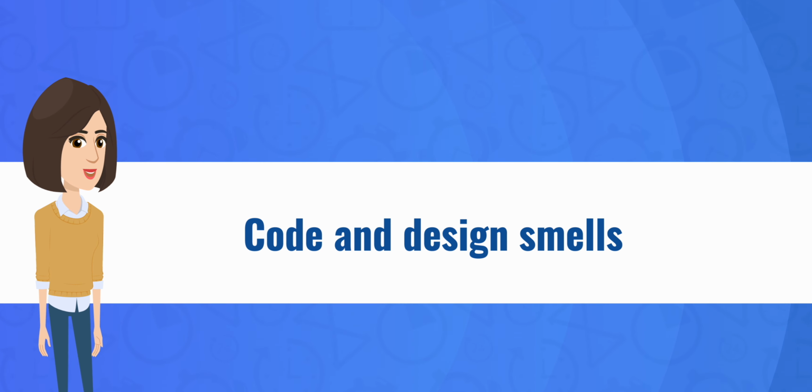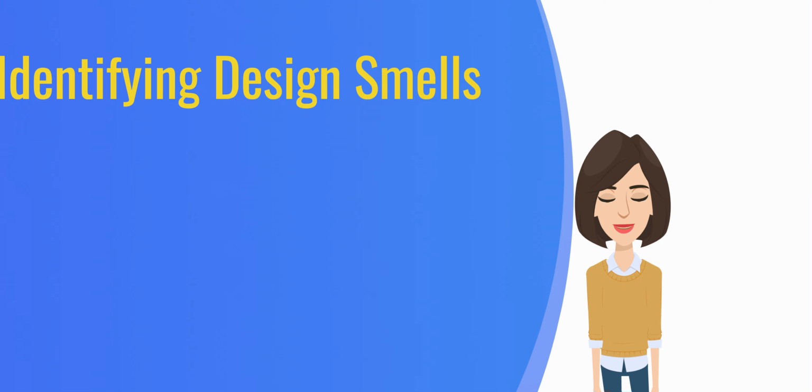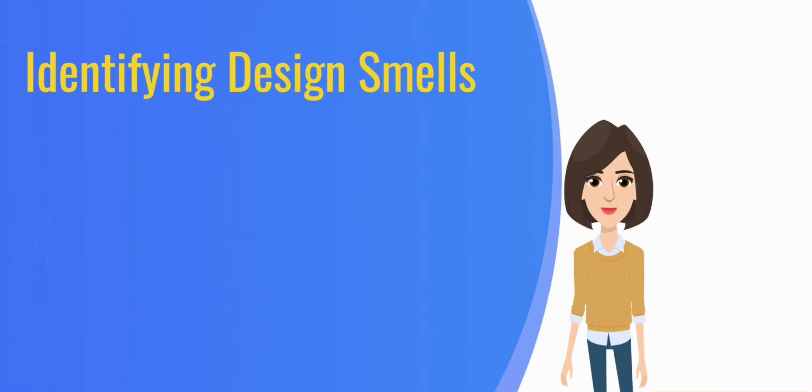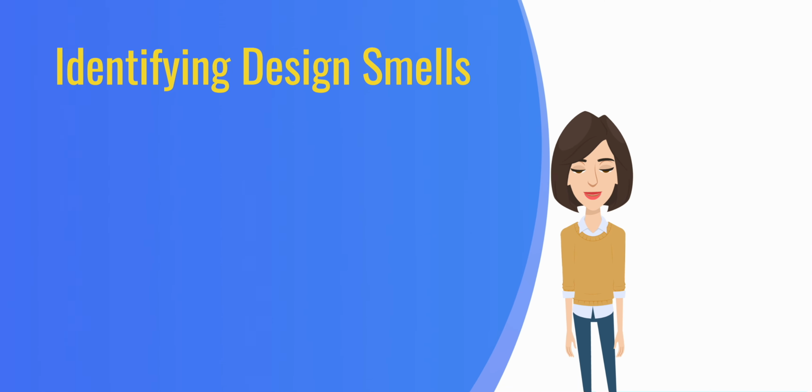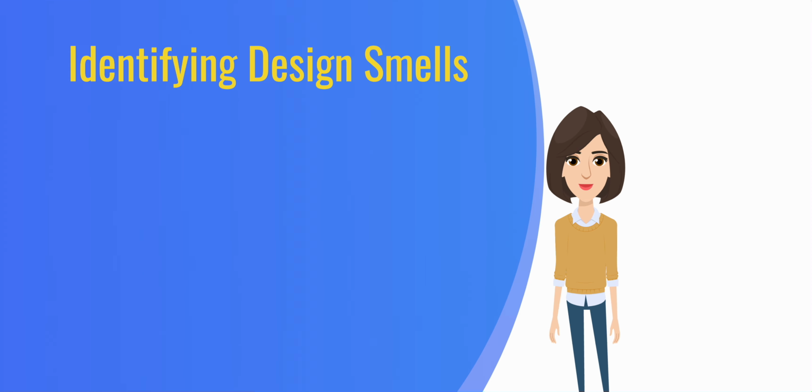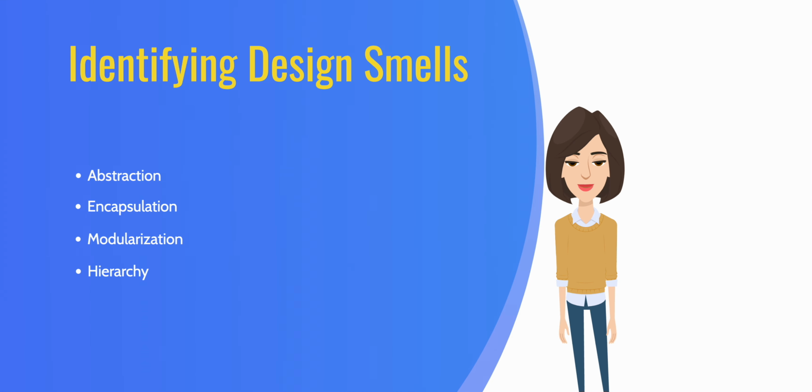Today we are continuing our discussion on design smells. So without delay, let's start. Design smells are concerned with code that violates established design principles, like DRY, SOLID, etc. These design smells can be broken down into 4 major areas. These are abstractions, encapsulation, modularization, and hierarchy. Let's see all one by one in detail.